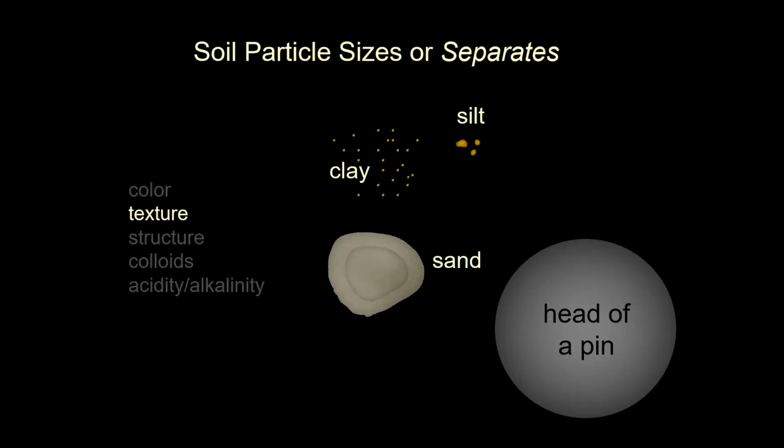Okay. All right, so here the texture, silt, sand, and clay. Okay, so all these things, and you see the particle size, and those are the properties here: color, texture, structure, colloid, acidity, all these things. So make sure that you know the difference between component and particle.